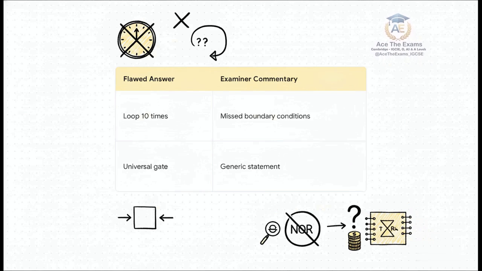Now look at the second snippet. The student writes, "NOR gates are universal." Well, hey, that is a perfectly true statement. You can technically build any other logic gate in existence using only NOR gates. But look at the examiner commentary.